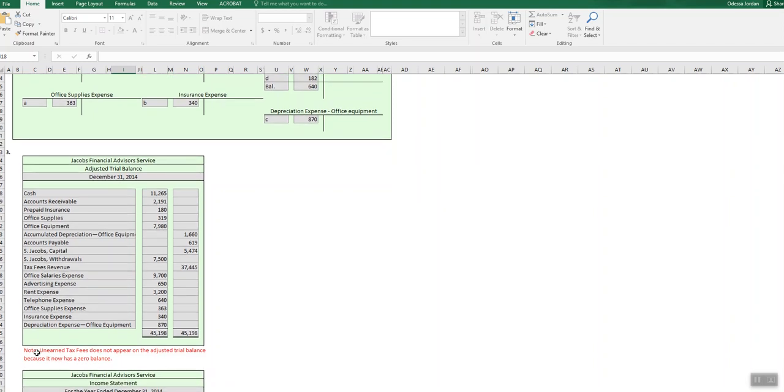It does tell you no unearned tax fees does not appear on the adjusted trial balance because it now has a zero balance. Because remember, we earned all of the $519, so that's why. So again, we leave all of these cells blank that we're not using. And now that I have the ending balance of my adjusted trial balance, now I take that information to create my financial statements.